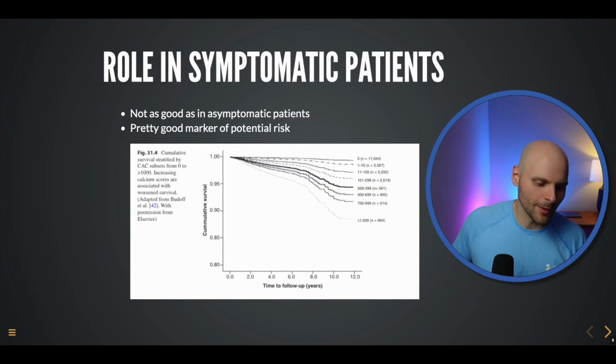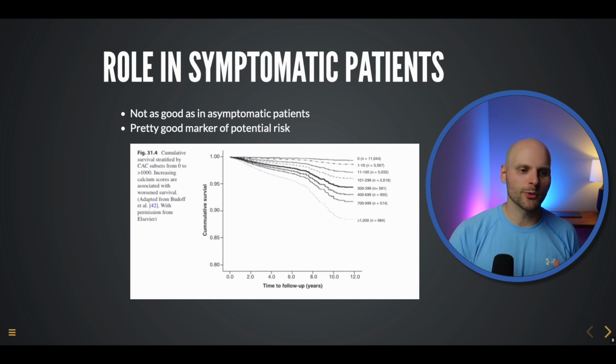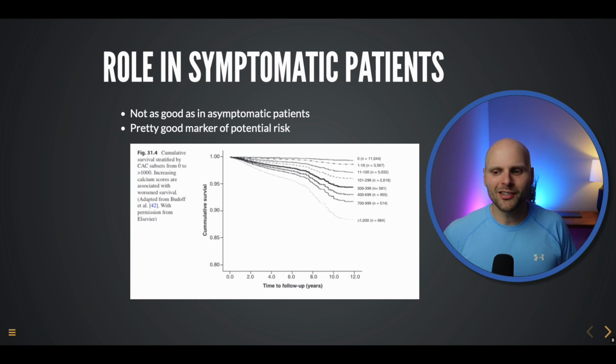All right, so we talked about asymptomatic patients, right? Like people who have no problems whatsoever, a CAC score can be very helpful. What about patients who have symptoms already? So people who have that exertional chest pain or the angina. Well, it turns out it's not as good.